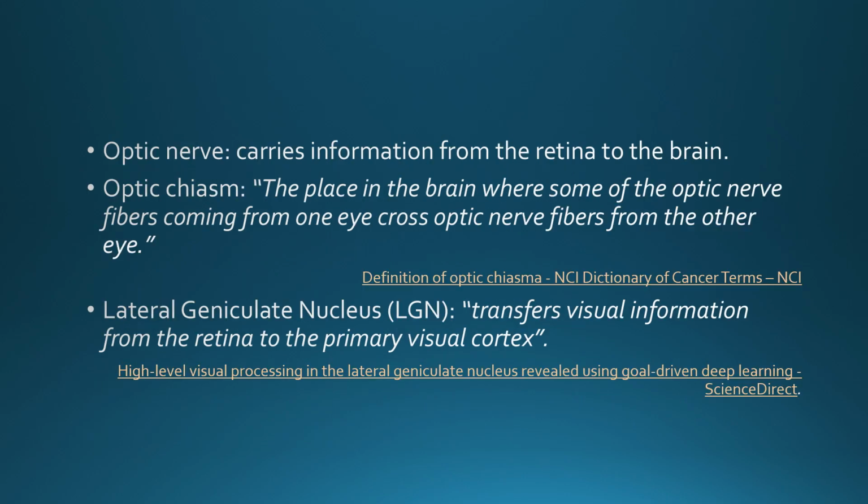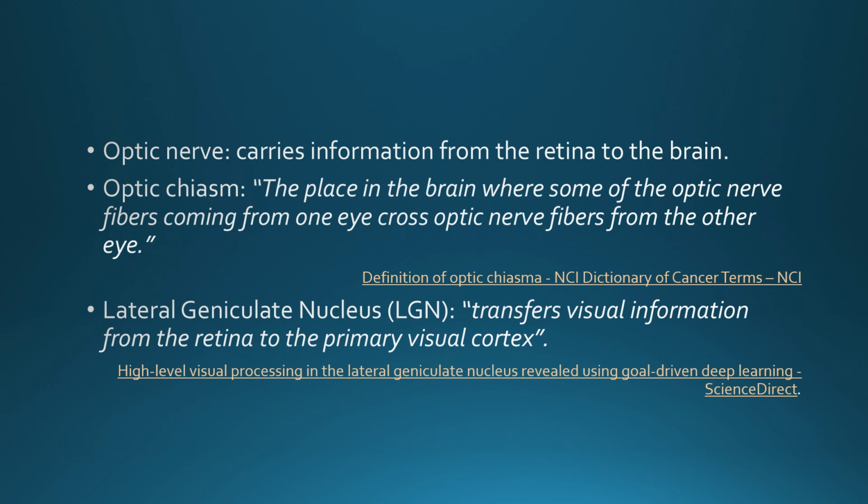The optic nerve carries information from the retina to the brain. So again, we're essentially discussing the process by which light enters your eye and then gets to the brain. The optic chiasm is the place in the brain where some of the optic nerve fibers coming from one eye cross optic nerve fibers from the other eye, which you can see if you go back to the diagram: the light entering one eye crosses to the other.